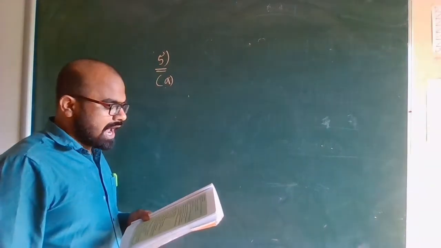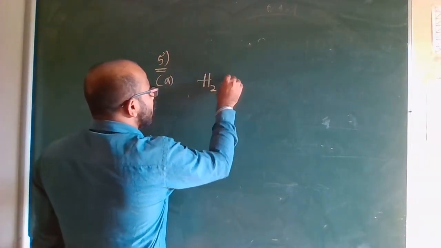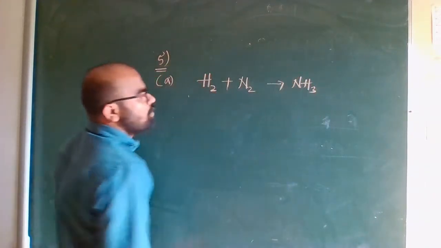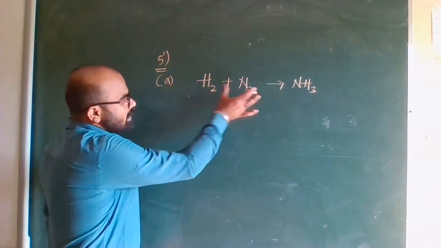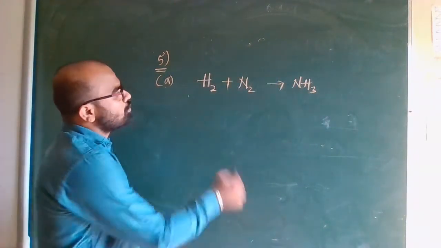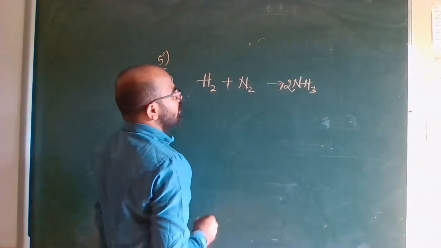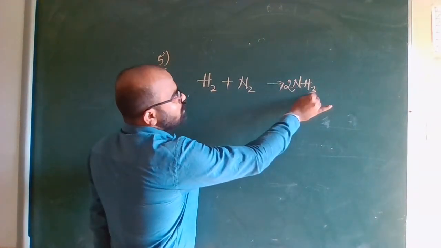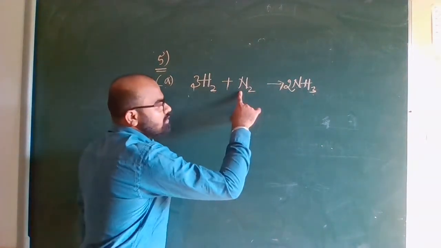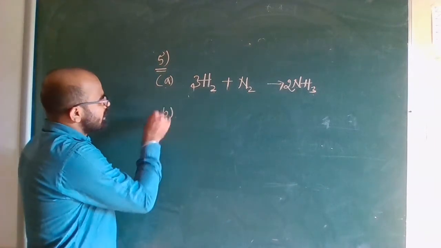What is the first one? Hydrogen gas combines with nitrogen to form ammonia. This is ammonia, NH3. Hydrogen gas combines with nitrogen gas to form ammonia. This is our first one, 5A. I have to balance this. Look here, N is 2, only N is there 1, so I will write 2 here. 2N, 2 into 3, 6H, only 2H are there, so I will write 3 here. Hydrogen combines with nitrogen to form ammonia. Clear? Yeah.